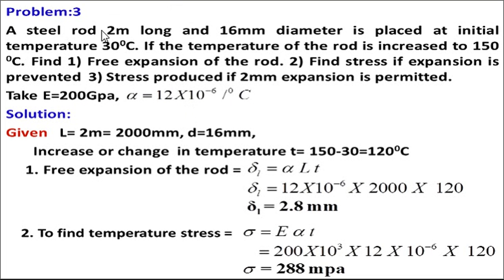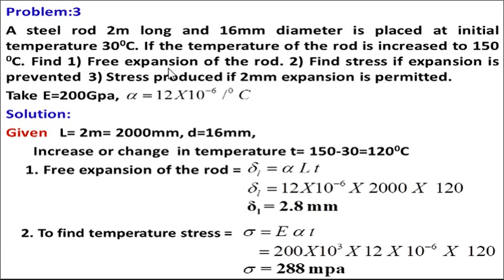Okay. First of all, write down given things. Length is 2 meter, means 2000 mm. Diameter is 16 mm. Increase or change in temperature T is 150 degrees Celsius. Initially it was 30, now it is increased to 150. Its change in temperature will be 150 minus 30, that is 120 degrees Celsius.